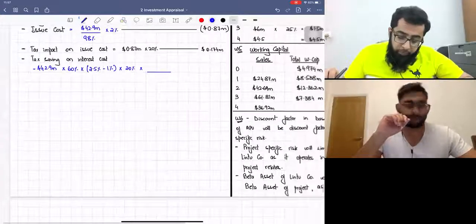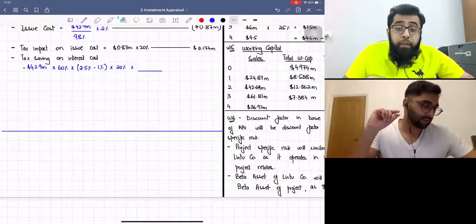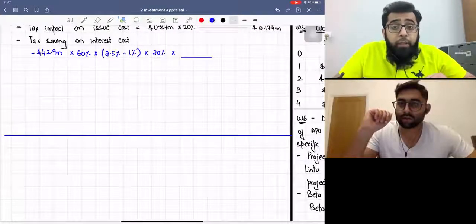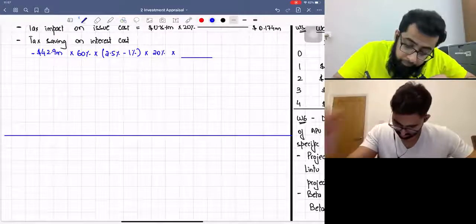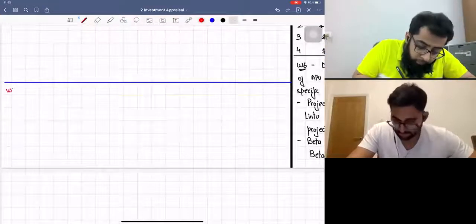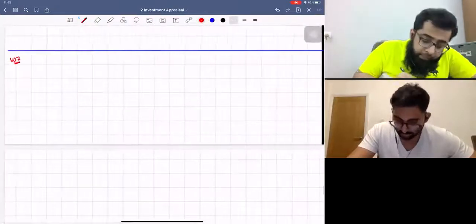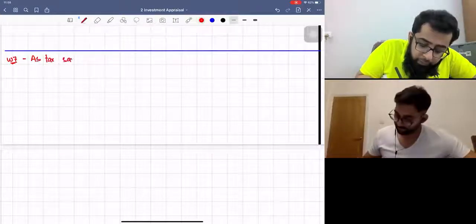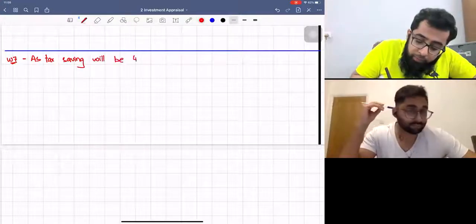Is it 2.5%? No, 2.5% is the debt yield rate. The market rate was, I think, 150 basis points above. So 4%. The tax saving will be for 4 years.